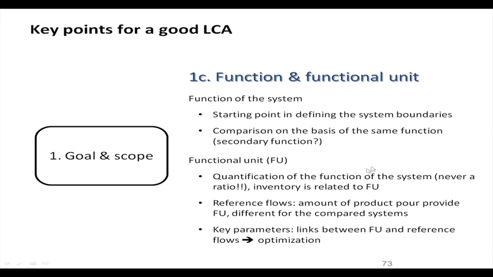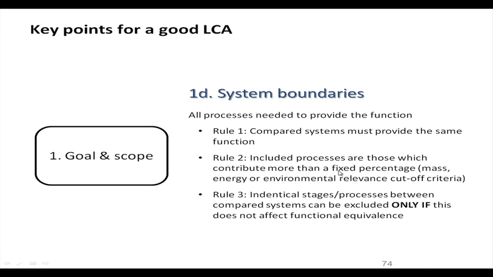So, starting from the function, you define the system boundary and you can do the comparison. The functional unit is the quantification of the function of the system. It's never a ratio. Inventory is related to the functional unit. We make the inventory related to the functional unit, and you saw that example. Then we have the reference flow, which we talked about. That's the amount of product provided per functional unit, different for compared systems. Then we looked at the parameters in terms of the functional unit, reference flow, optimization and all that.